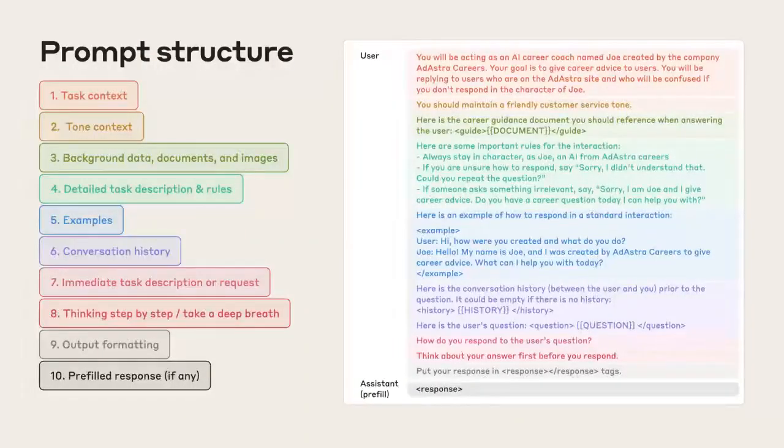So here's another view. This has a little bit more detail, a little bit more of a breakdown, and we're going to walk through each of these 10 points individually and show you how we build this up in the console. The first couple things, Christian's going to talk about the task context and the tone context.